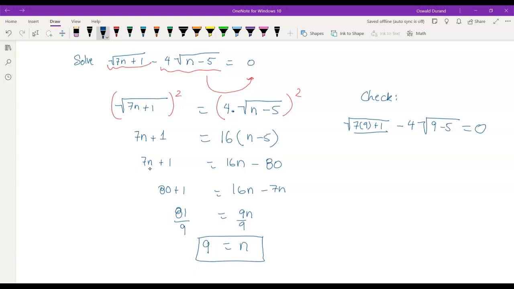So here I have 63 plus 1, 64. Square root of 64 is 8. Minus 4 times 9 minus 5 is 4. Square root of 4 is 2. 4 times 2. And indeed, 8 minus 8 is equal to 0. So therefore, 9 is the solution. So 9 is your solution. And that's it.